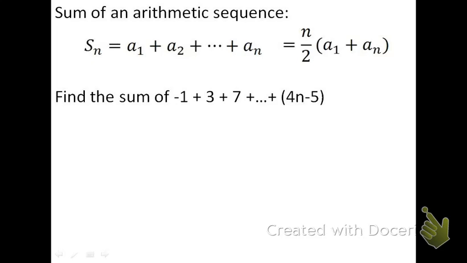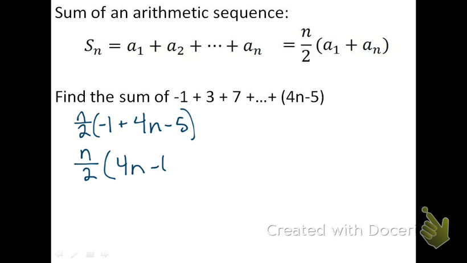Okay, so let's find the sum of this particular sequence. We want to know the sum of the first n terms. So we don't know how many terms, so there still will be an n, but we're going to find the sum here. So we have n over 2 times a sub 1, which is negative 1, plus a sub n, which is 4n minus 5. So we have n over 2 times 4n minus 6.